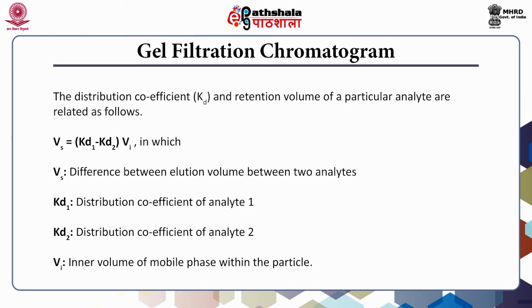There is a relationship between the distribution coefficient and the retention volume. This relationship is represented in this particular formula. Here we can see that Vs equals (Kd1 minus Kd2) multiplied by Vi. What does it mean? Kd1 is the distribution coefficient of analyte 1 and Kd2 is the distribution coefficient of analyte 2, and the difference of these, multiplied by the volume Vi, which is the inner volume of mobile phase within the particle, gives the difference between the elution volumes of two analytes. This is the relationship between the Kd and the retention volume in gel filtration chromatography.